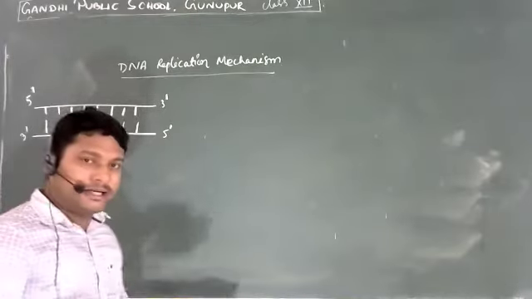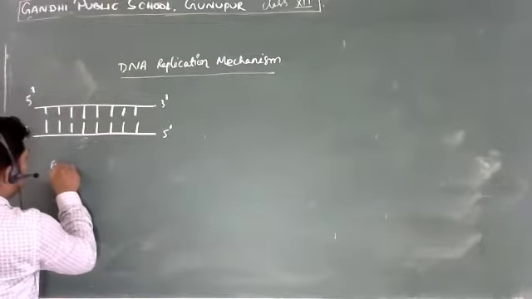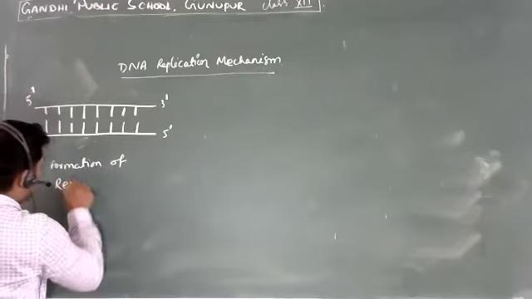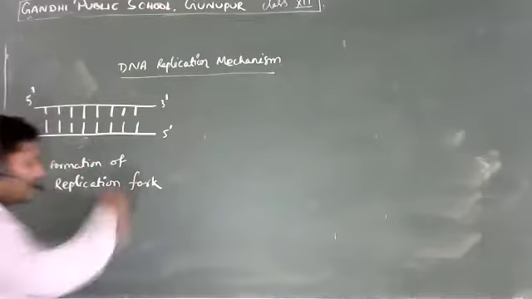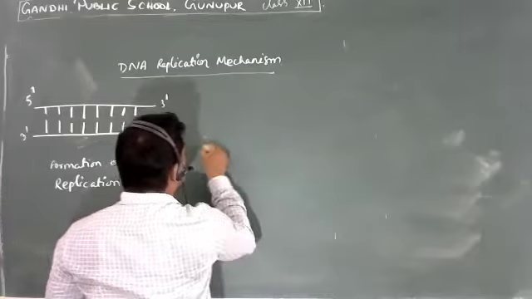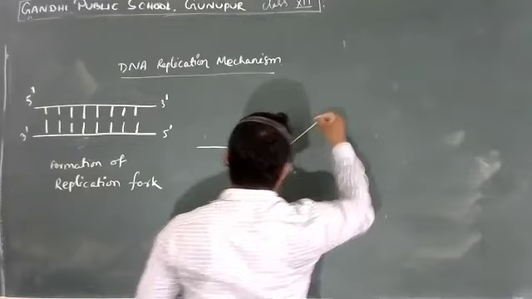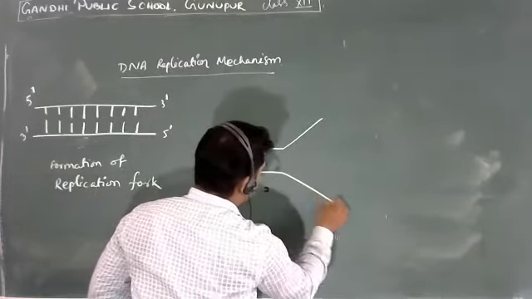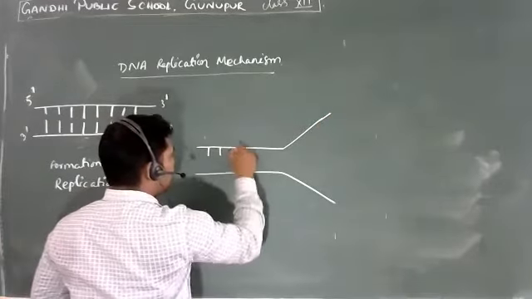When we say open it up, what actually happens is the formation of a replication fork. So step one is going to be the formation of a replication fork. Let's see how it is going to happen. So here we have, let's say, our bases again.